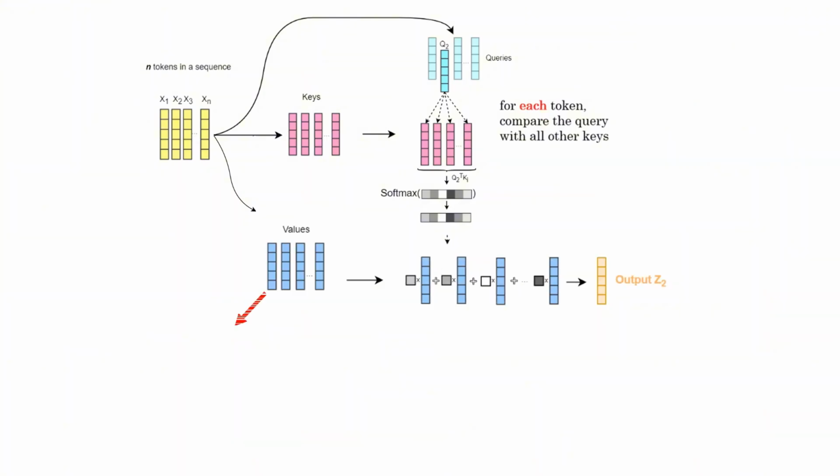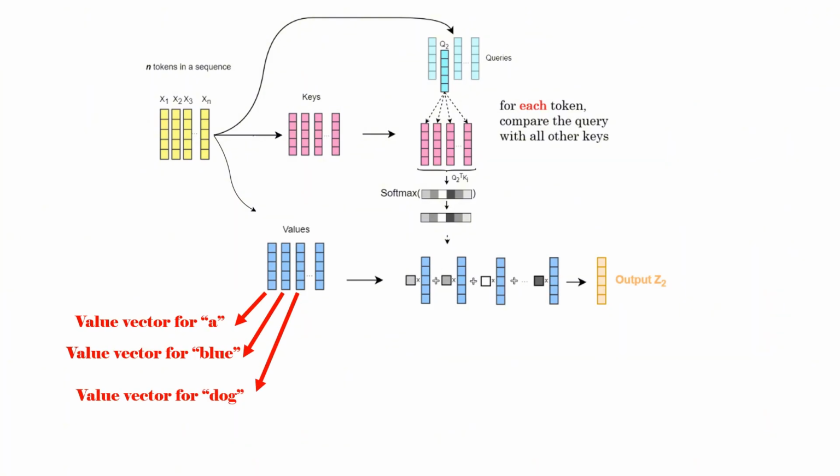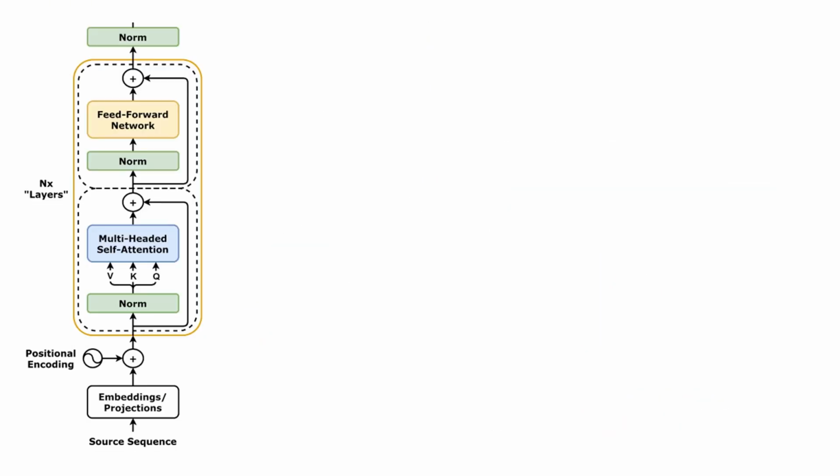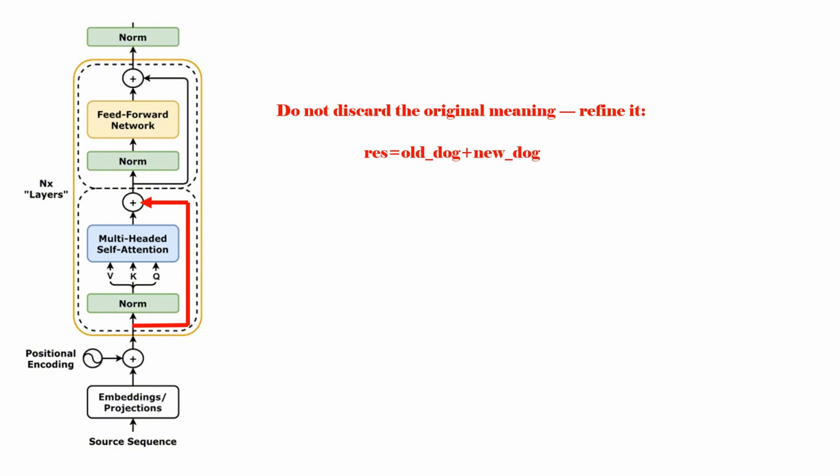Look at this picture. The value vectors are combined using the attention weights of the word dog to generate a new representation for dog. Look at this connection. It is called a residual connection, and it ensures that we do not lose the previous meaning of the word dog, but instead refine it.